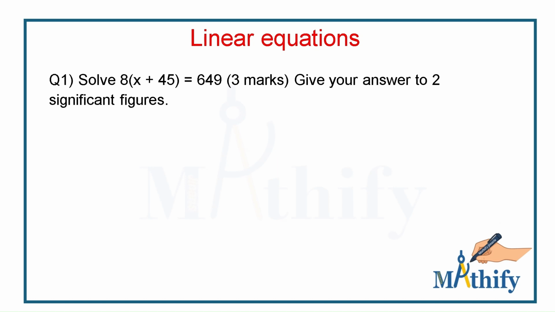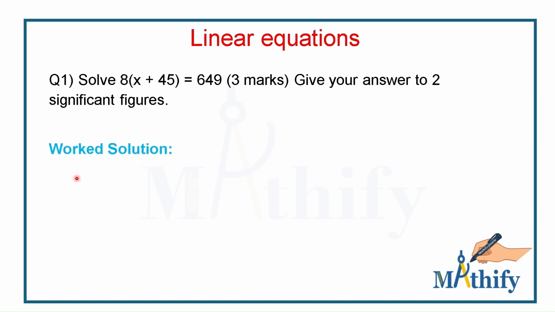Today we'll be covering the 9th topic for GCSE Higher Maths Paper 2, courtesy of linear equations. Here is an exam style question to go through together. Solve 8 multiplied by open bracket x plus 45 close bracket equal to 649. 3 marks. Give your answer to 2 significant figures. I'll show you how to get 4 marks for this question and how to break them down step by step.